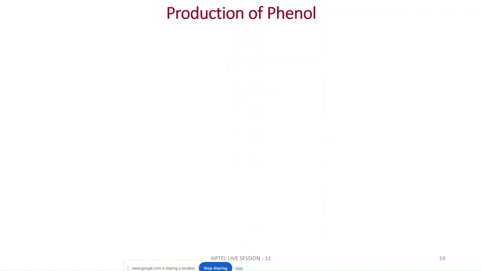The next process that we are going to discuss is the benzene sulfonate process to make phenol out of benzene. The chemical reactions involve four steps to produce phenol from benzene by this process.